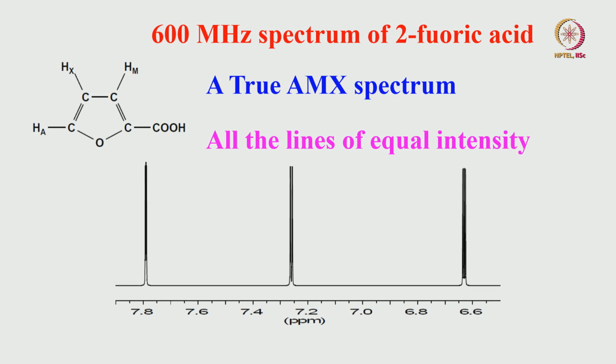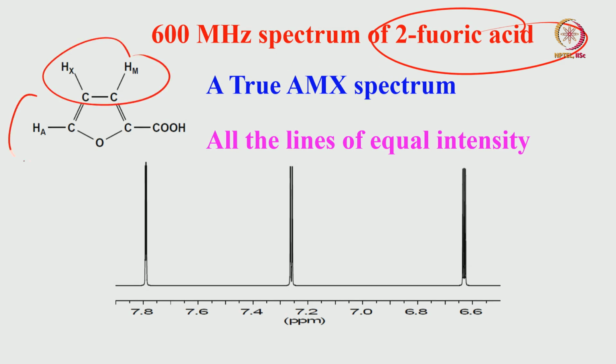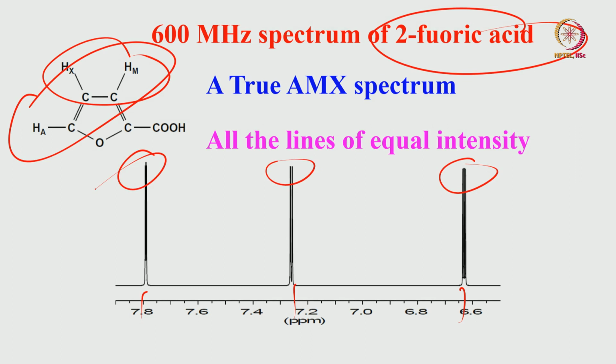A true example of an AMX is like this. This is a 600 megahertz spectrum of 2-fluoroacrylic acid. Remember, these 3 protons are very well separated in chemical shift, you see A, M and X. At 600 megahertz you see all the 12 lines are of equal intensity. This is a real example of an AMX case, and if you go to the center and expand it, you get only 4 peaks, very easy to analyze. I told you the spectra of weakly coupled spins are very easy to interpret. We can easily extract the coupling and chemical shift information for all the 3.